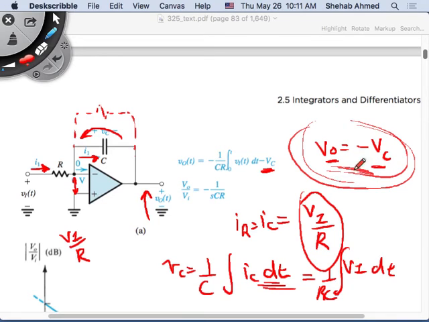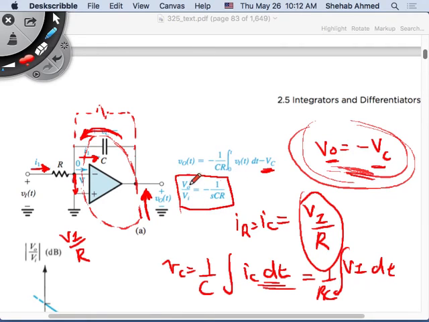So here, this voltage plus this voltage, and this is 0, is equal to 0. So this voltage is equal to negative of this voltage. There's a loop here, Kirchhoff voltage law around this loop. There's no voltages here, and this plus this are equal to 0, so they're negative of each other. That's why the output is equal to minus 1 over RC integral of the input voltage, minus some initial condition.